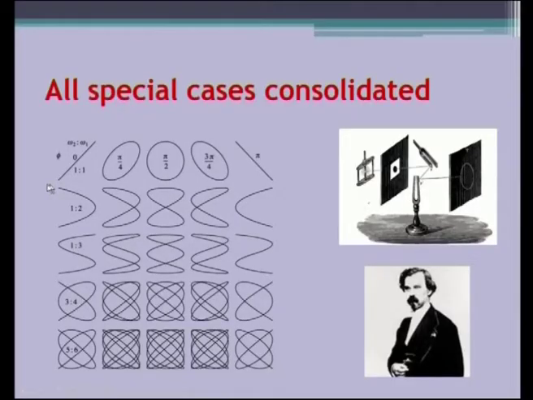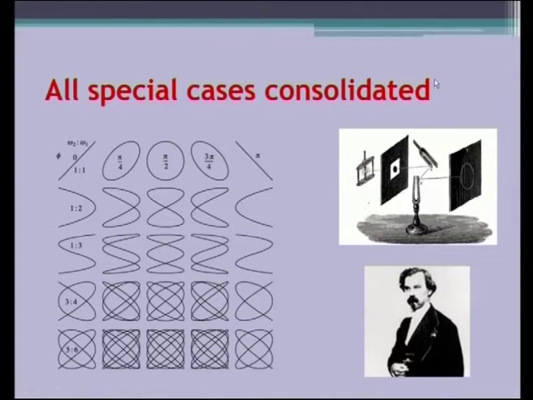Let us have a look at the collection of all of them. This is how it is obtained. This is the 1:1 ratio shown at the extreme left, and the 1:2 ratio is shown here, 1:3 ratio is shown here, 3:4 ratio, 5:6 ratio. Just to have an understanding, some special ratios are taken. And how did Lissajous arrive at these shapes?